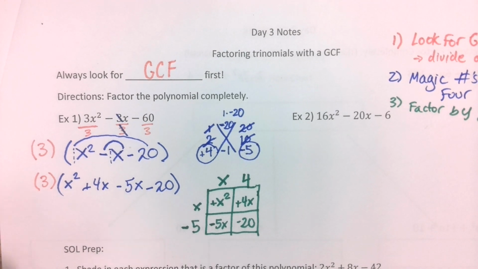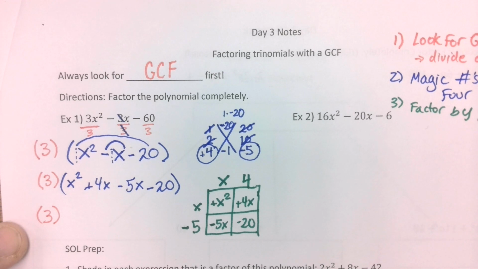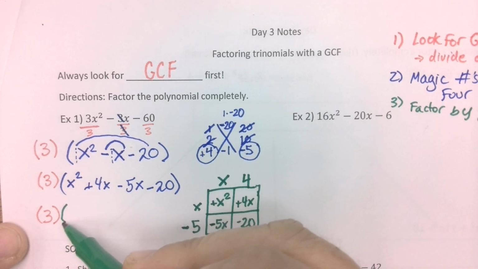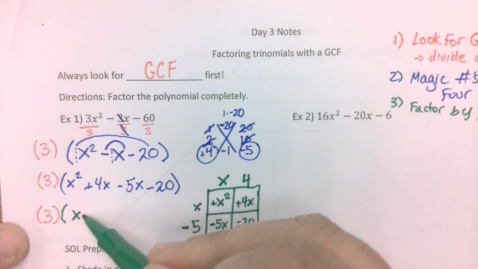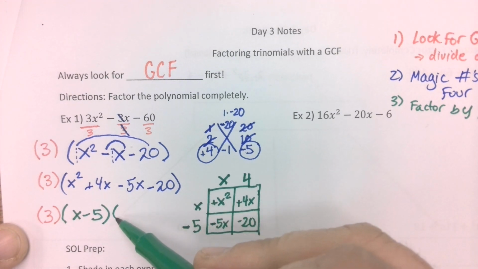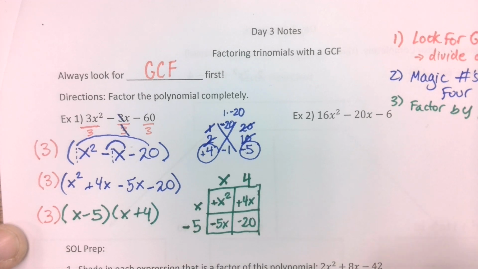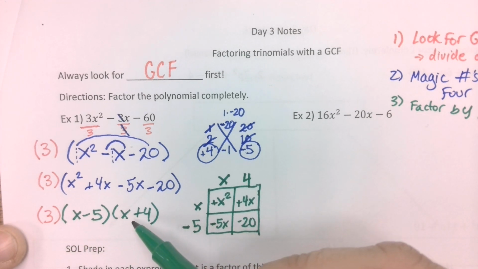To write my final answer, I write the 3, which is part of our answer. It's one of our factors. And then x minus 5 from along the column. And my x plus 4 along here. Okay, so this is our final answer.